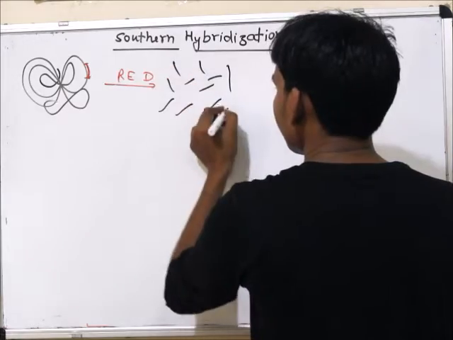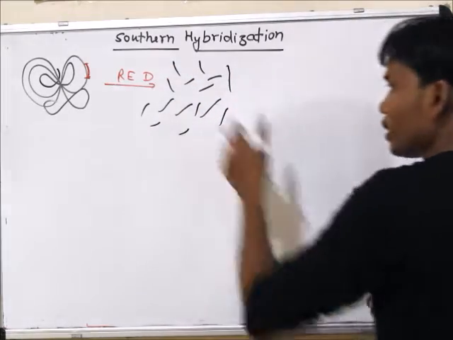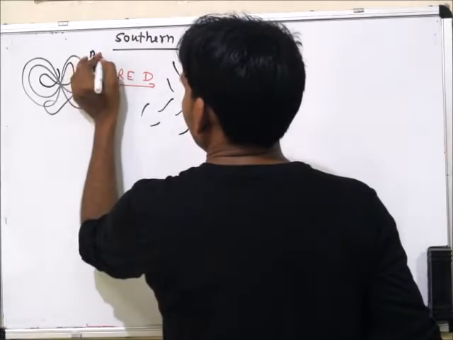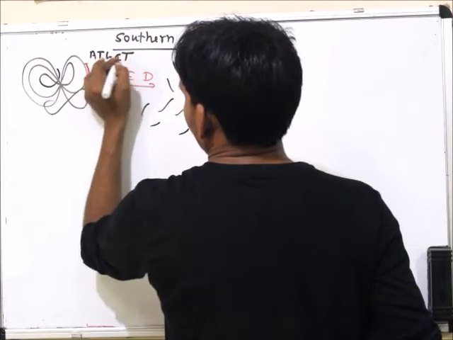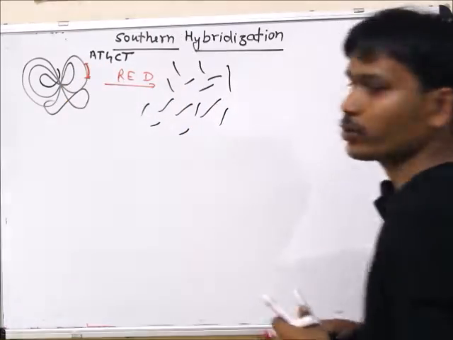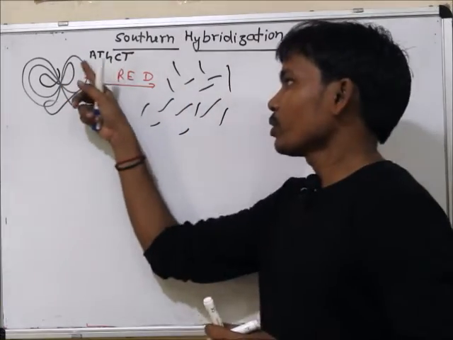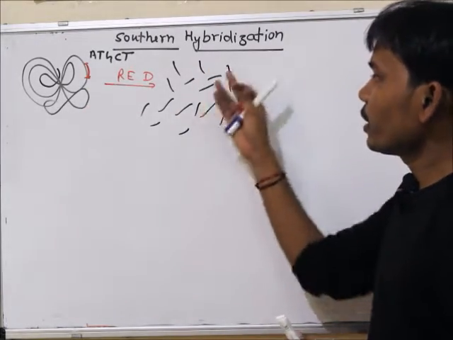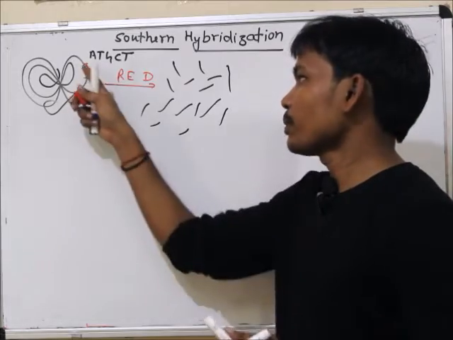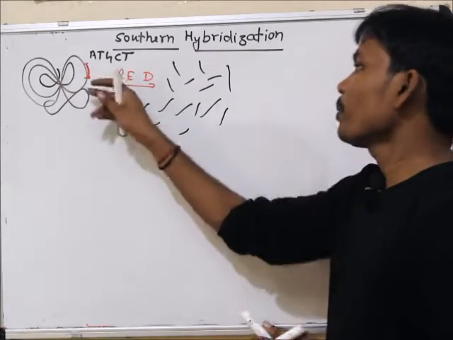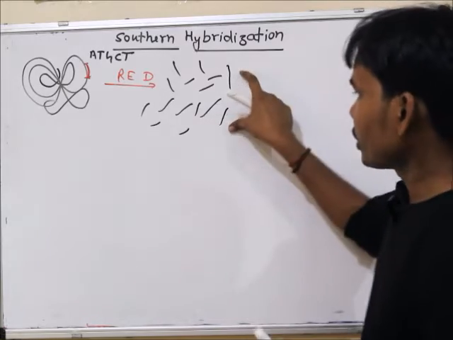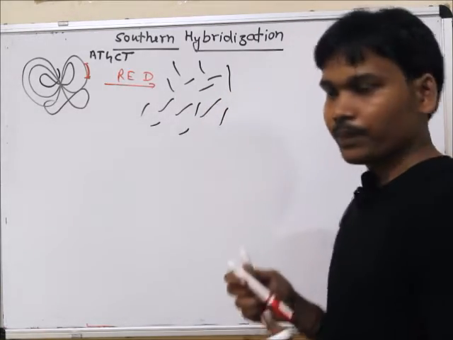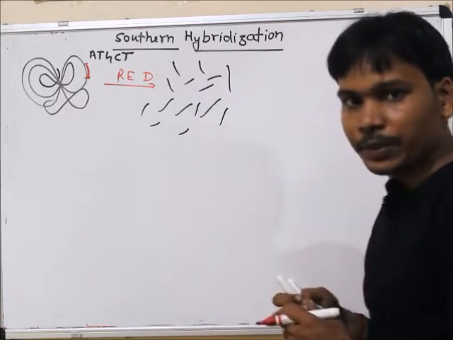But still we cannot identify it. Suppose this is A, T, G, C, T. This is the sequence, and the red color shows the specific sequence within this genomic DNA. After restriction digestion, this fragment, or a number of fragments of that type, may be present in these sequences, but how can we detect the specific sequences of the DNA?